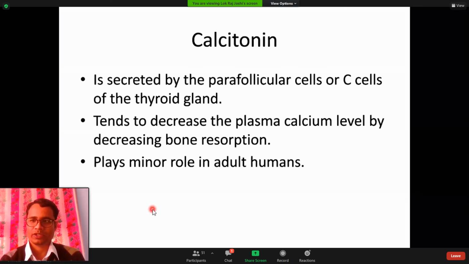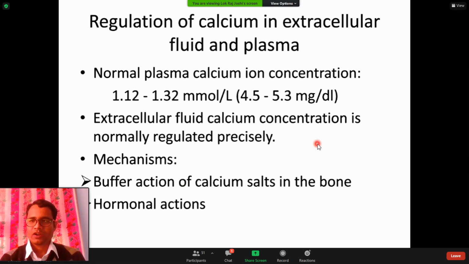Therefore, I am not going to discuss more about it. Just remember its source and its effect. It tends to decrease the plasma calcium level by decreasing bone resorption. Means it decreases release of calcium and phosphate from bones into the plasma, extracellular fluid.